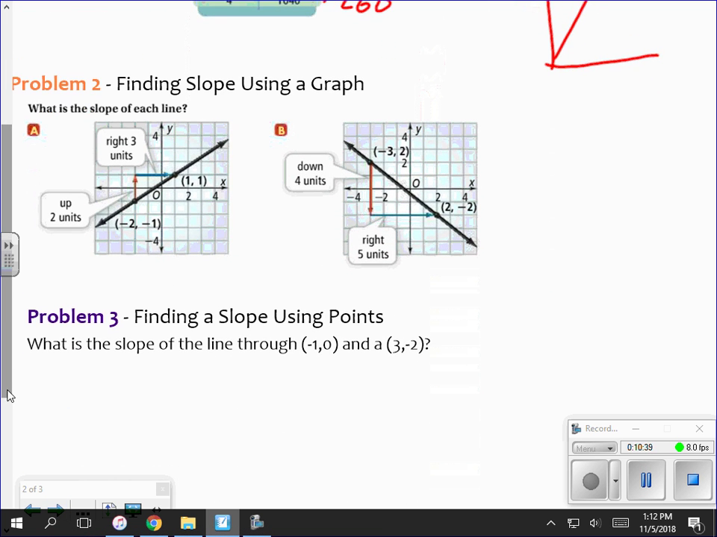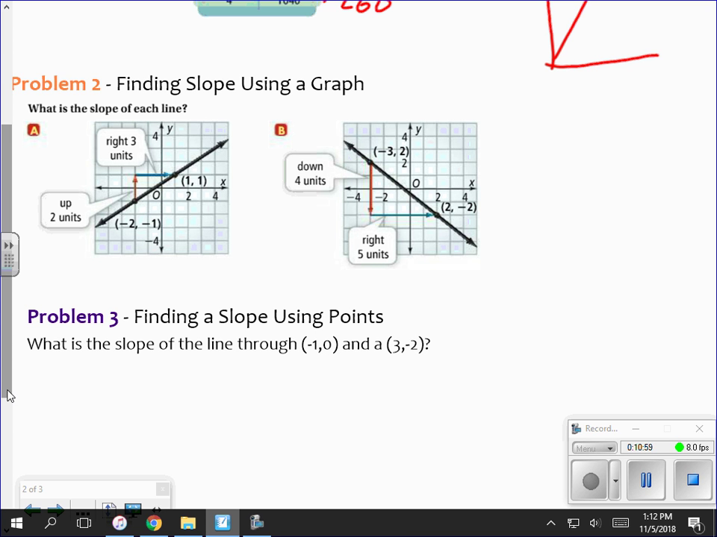Problem number 2. Finding the slope from a graph.